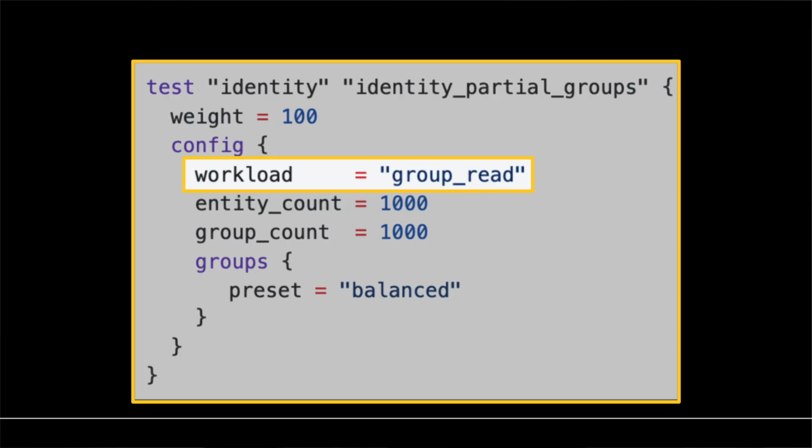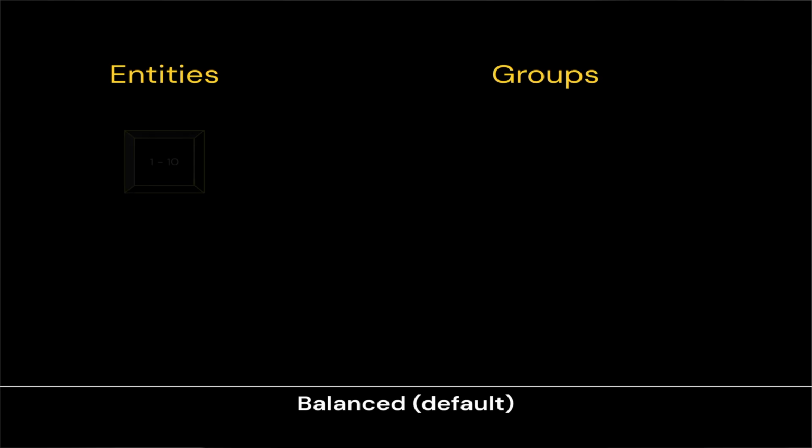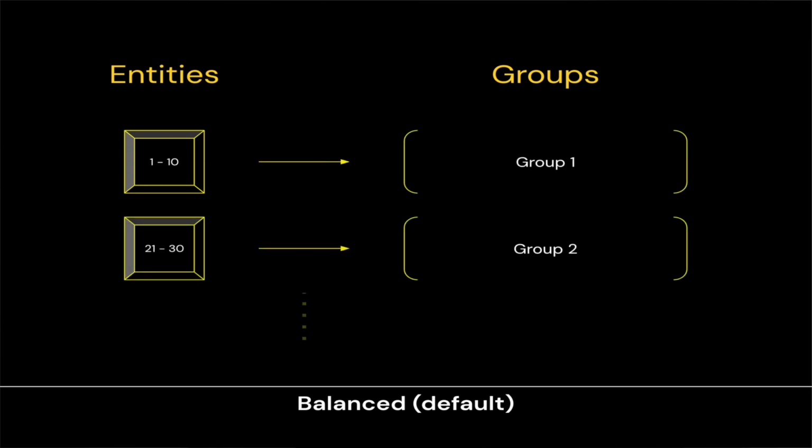Moving into the third problem, we have something called group read. You can see that group read sets up entities into groups and reads the location of the groups that we set up. You may have some questions regarding the groups field in and of itself. With this field, you can choose the preset of balance, empty, or max. Just to give you a quick rundown of how that works, balance spreads the entities evenly between the groups. So if you have 100 entities and 10 groups, then you'll have 10 entities in each group.